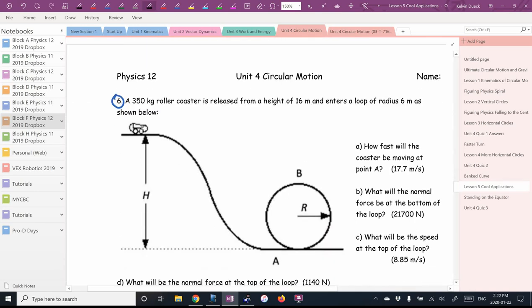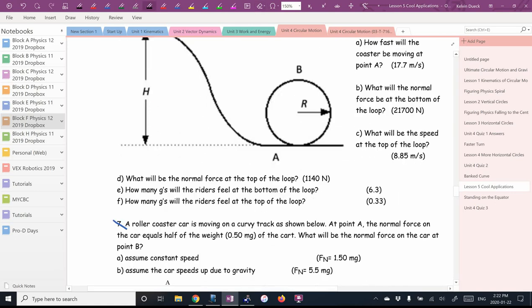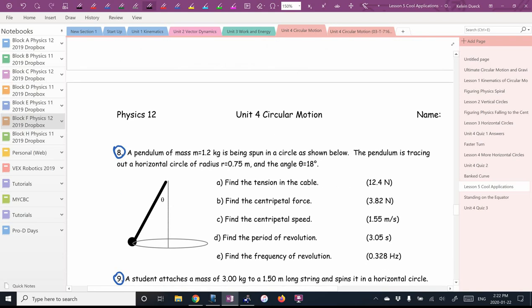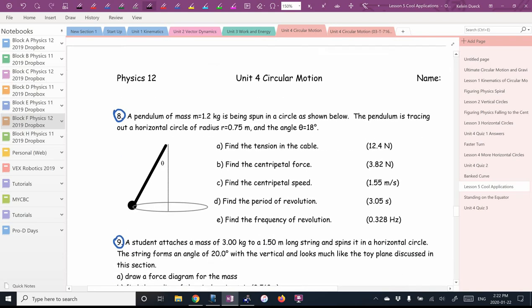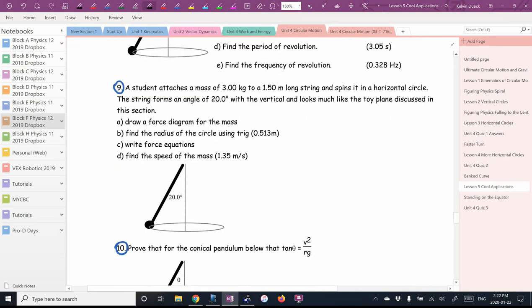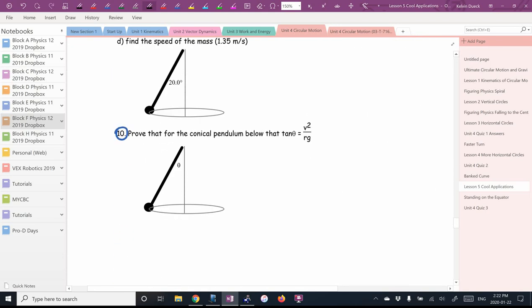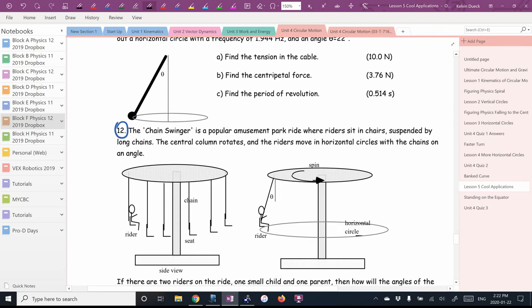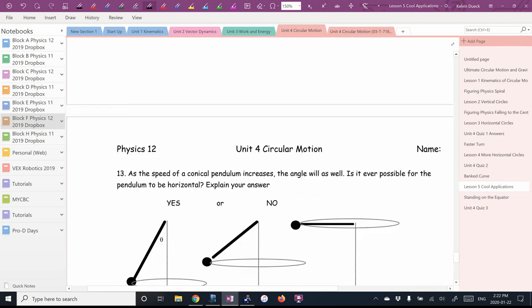Number six is even more challenging. This is tougher than I'll throw at you on the test, because our initial speed... Oh, I'm sorry, it is zero. I take it back. This is good stuff as well. Seven, I skipped. Eight is good, that's a conical pendulum. Nine is good, that's a conical pendulum. 10 is good, that's a conical pendulum. So 8, 9, 10, and 11, and 12.